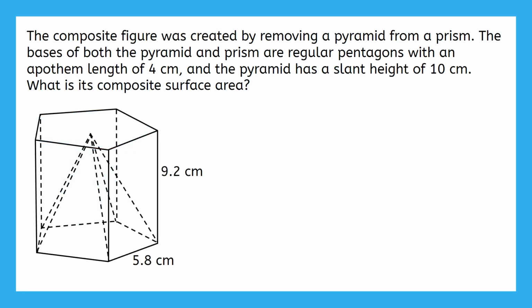So now that we understand what's happening with this figure, try imagining that you have it in your hands. All of the places where you can touch are surfaces that count towards the composite surface area. There are 11 total faces that we need to count toward the surface area here. Pause the video and try to identify all 11.